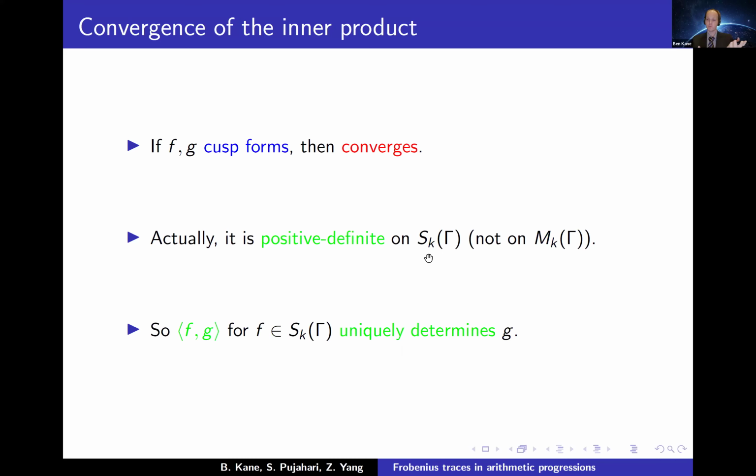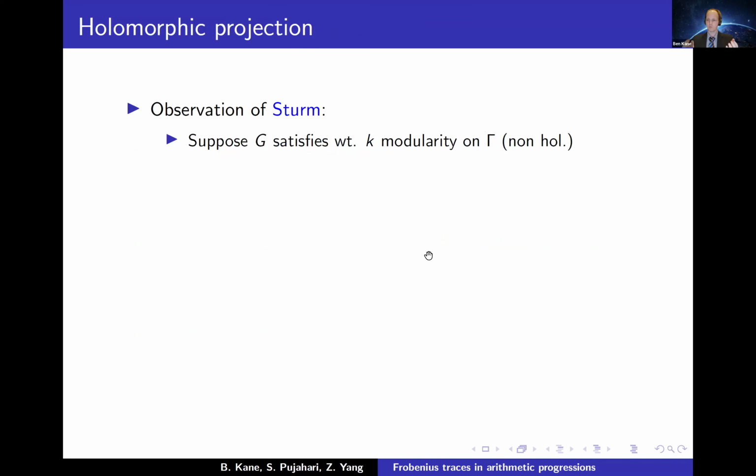But for the cusp forms, because it's positive definite, there's an orthonormal basis. So if you know the value against all the basis elements, you know which element of the space you have. It's a finite dimensional space. There's an orthonormal basis, so you can construct everything as a linear combination of the basis elements, and you just take the inner product and you know which form you have. So it's uniquely determined.